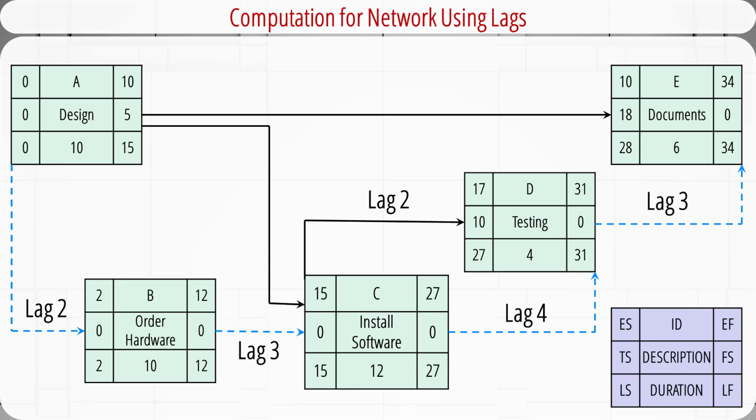The forward pass and backward pass can still be used to calculate the information such as early start, early finish, late start, late finish, total slack, and free slack. Just remember to account for the lags when doing these calculations. This task is left for you to practice. Finally, the critical path is A, B, C, D, E. The duration of the project, including lags, is 34 days.